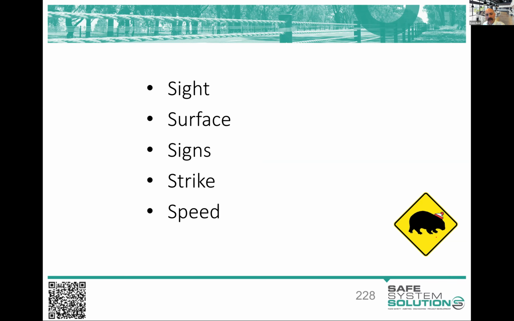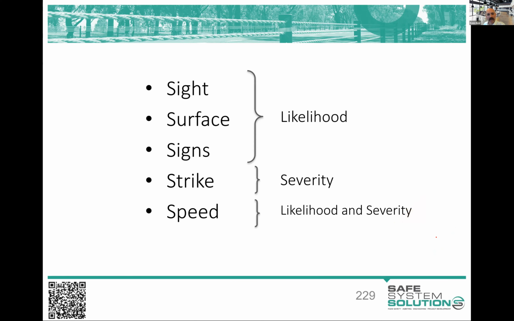So 5 S's. And if we look at those in terms of likelihood and severity, the sight, surface, and signs are all likelihood factors. The strike is a severity factor. Speed is that magic thing because it influences the chance a crash will happen, because you've got more time to react and avoid. And if it does happen, the severity is lower.